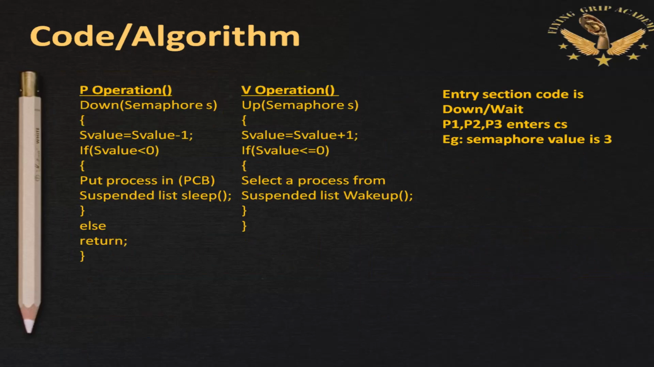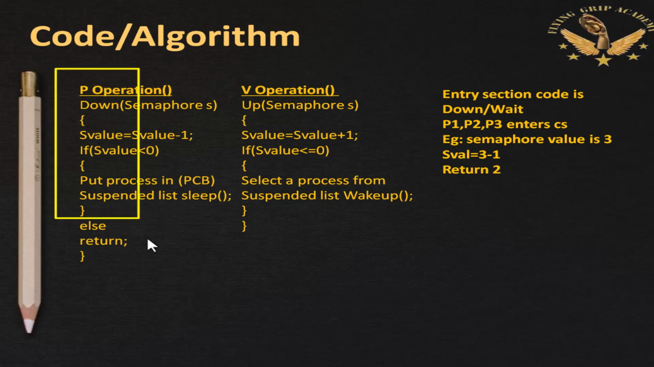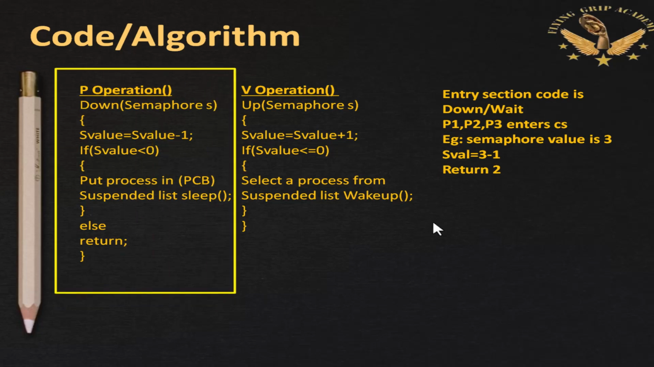Now here we have three processes P1, P2, P3. They enter into the critical section. Let us consider the semaphore value is 3. Now what is going to happen? If you consider the P operation, it is going to decrement the value of the semaphore by 1. So now what is going to be the value? It is going to return the value 2.